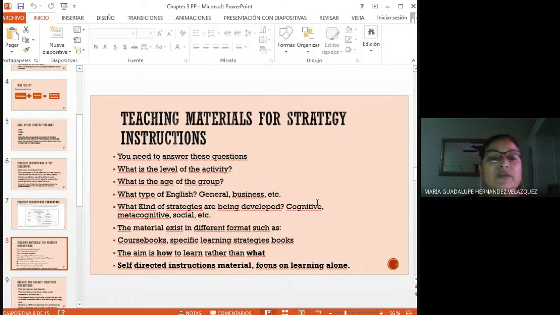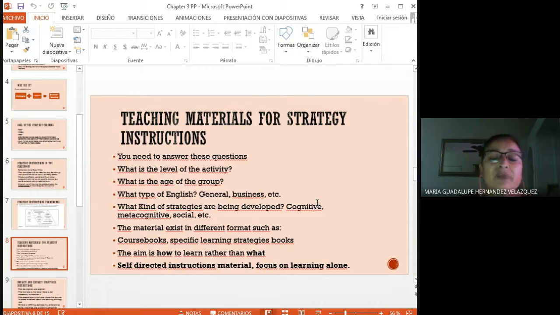Teaching materials for strategy instructions. You need to answer these questions before choosing the strategy instructions that we are going to use. We need to see what the level of the activity is that we are going to develop, what the age of the group or the learner is, and what type of English we are going to teach, whether it is general English, business English, etc.